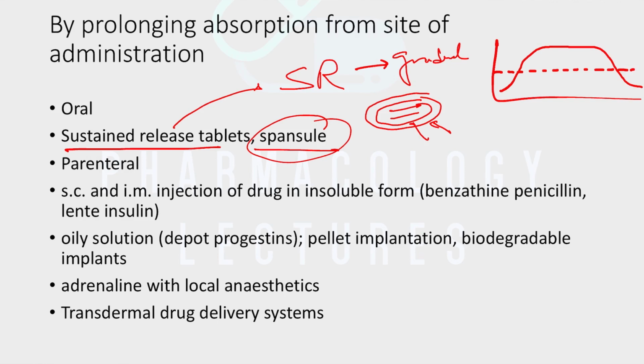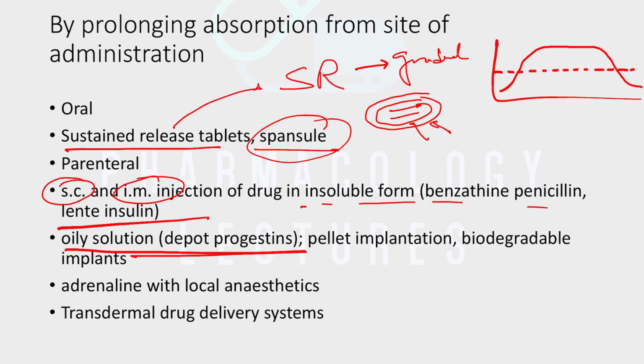How can we increase the duration of action through the parenteral route? We can obviously choose subcutaneous and intramuscular injections, and they gradually release the drug and the plasma concentration can get maintained, especially longer acting insulins. Oily preparations are called depot preparations. These are mostly used as oral contraceptives.